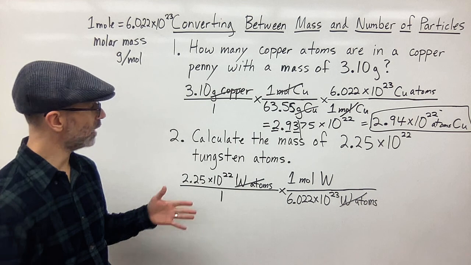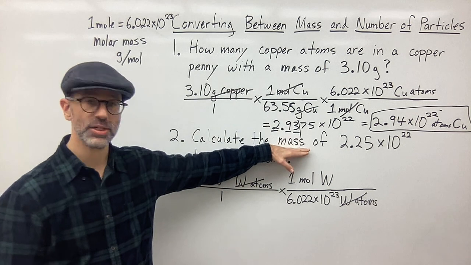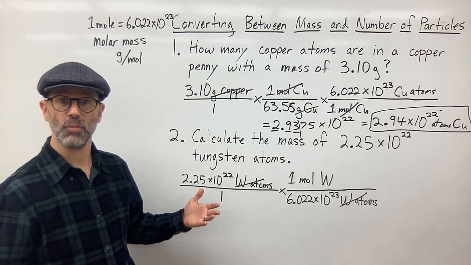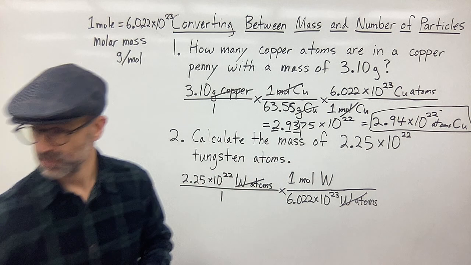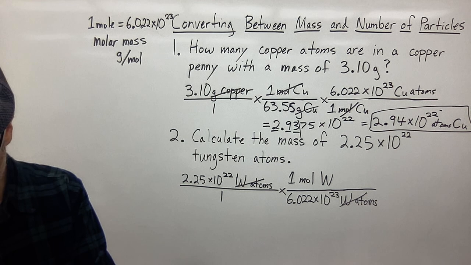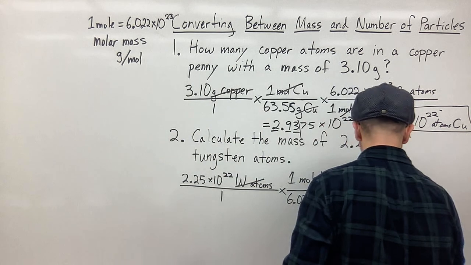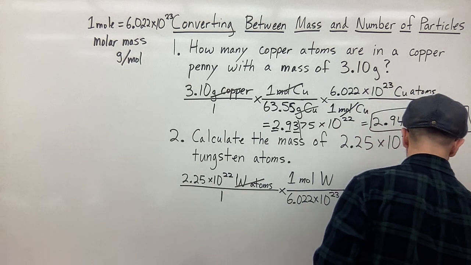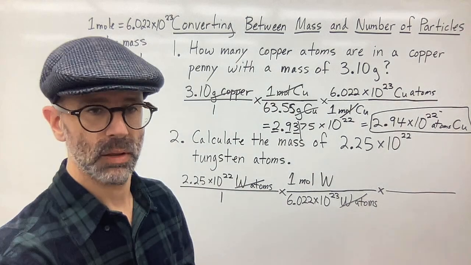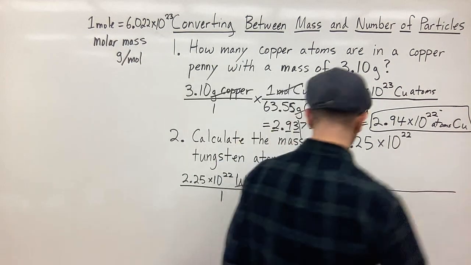So we don't want moles of tungsten. We want to calculate the mass. We want mass in grams. So we need to convert to grams. So we're going to use the molar mass of tungsten. So let's look up the molar mass of tungsten. So tungsten has 183.84. So let me look again. Again, that's 183.84.